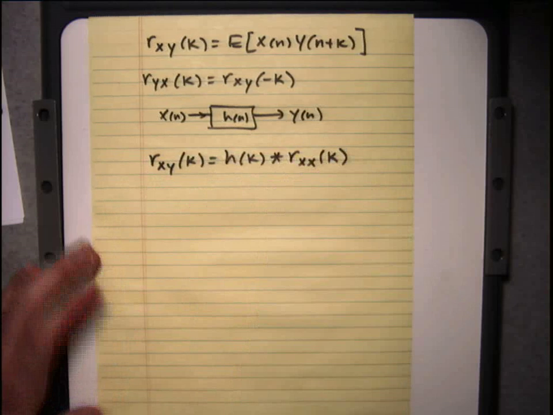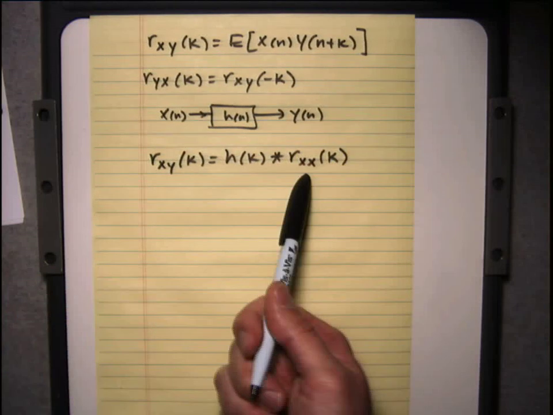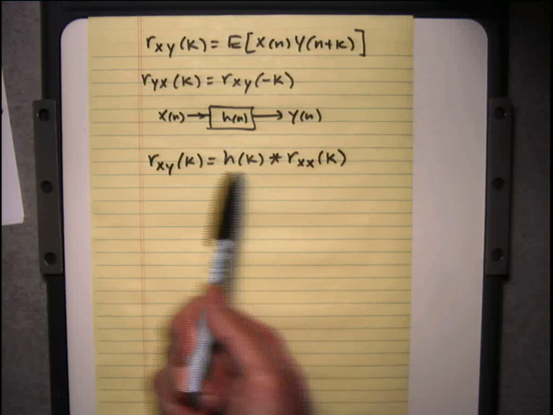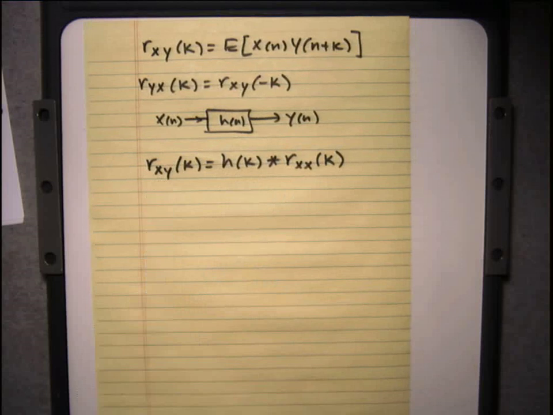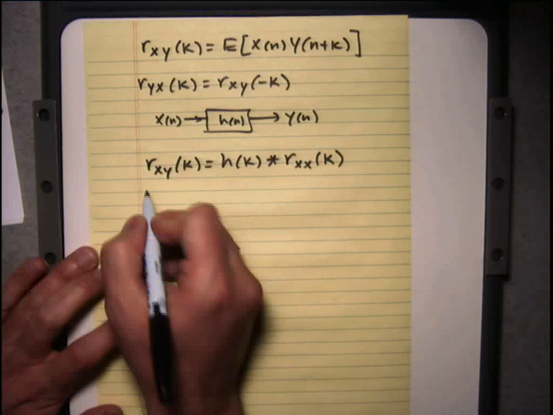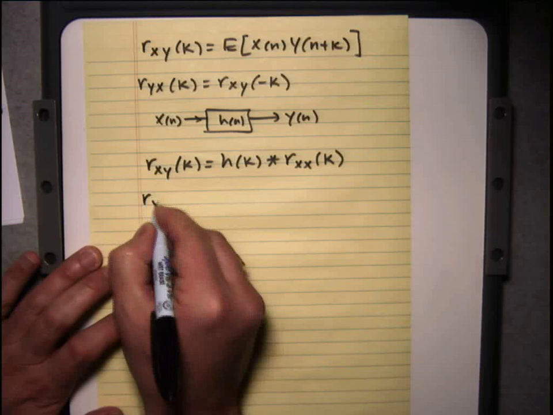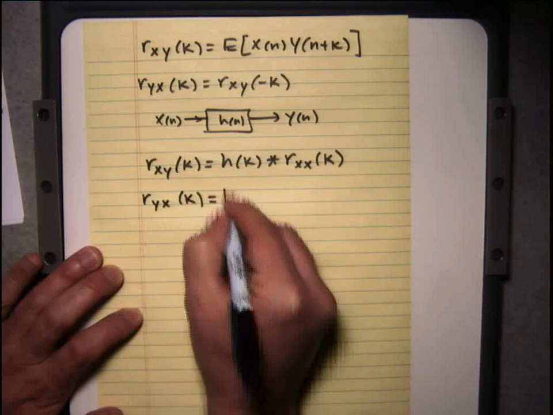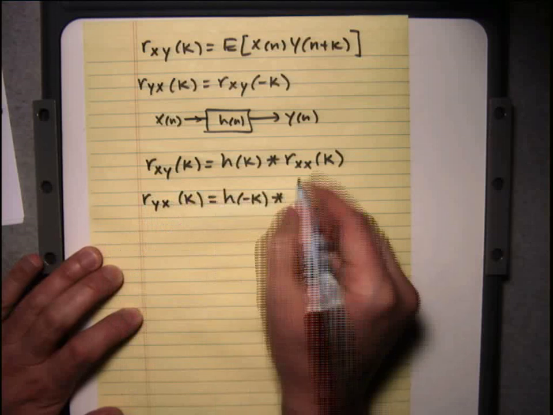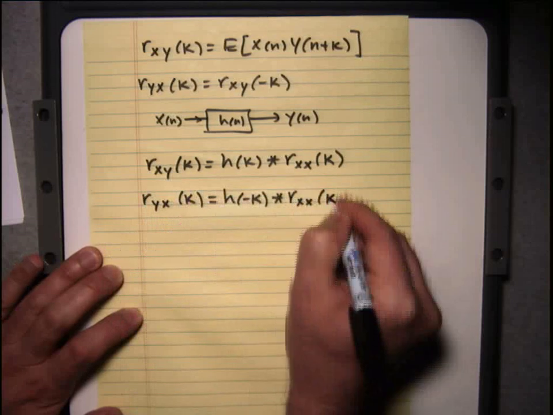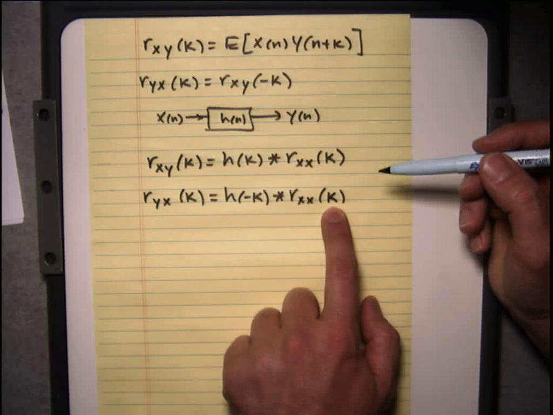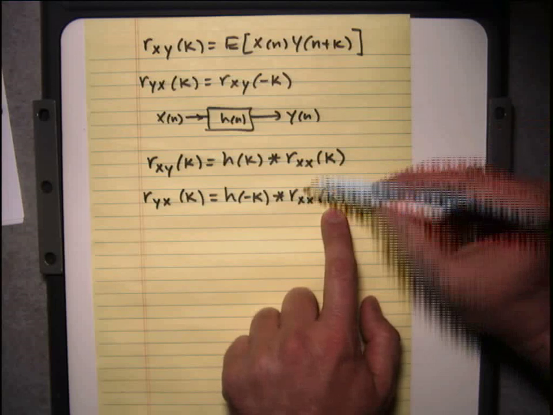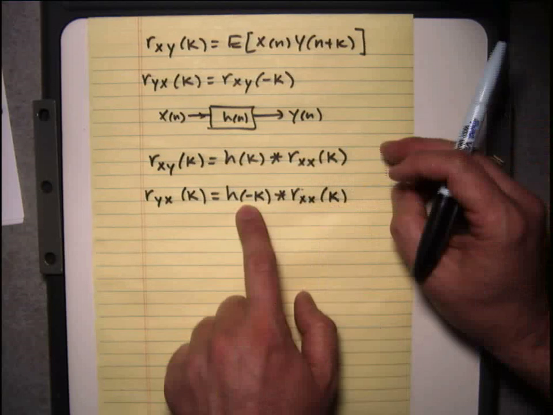In other words, the input autocorrelation function convolved with the impulse response gives you the cross-correlation function between the input and the output. And correspondingly, Ryx of k is h of minus k convolved with Rxx of k. Now, strictly speaking, I could have put minus k here as well. But Rxx of minus k is the same thing as Rxx of k, so it doesn't really matter. So this is the only part that changes.